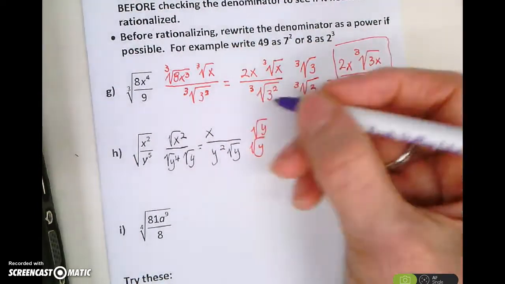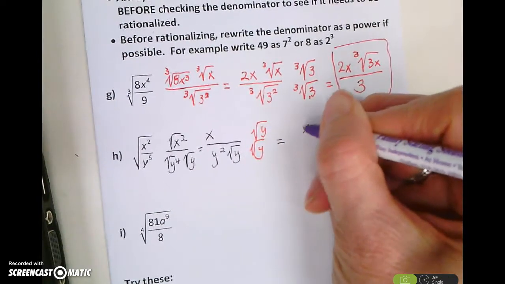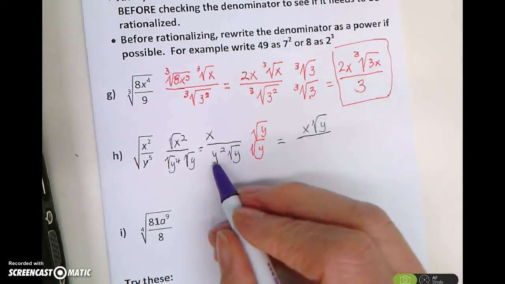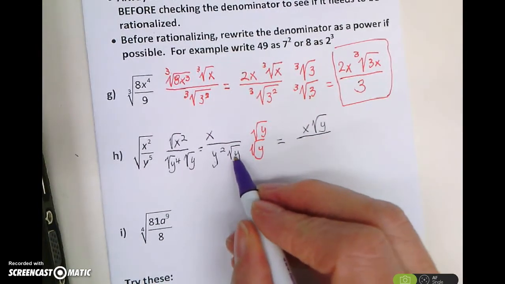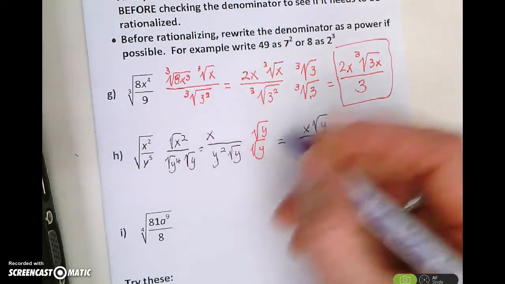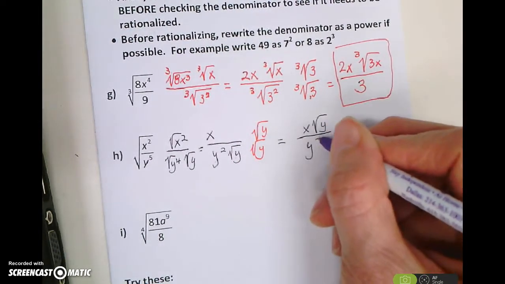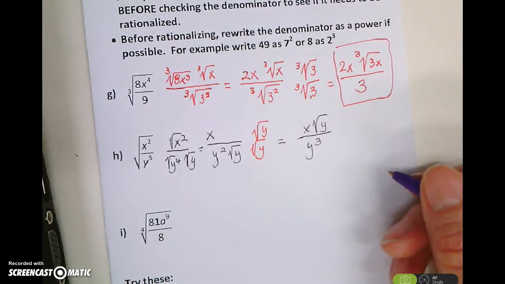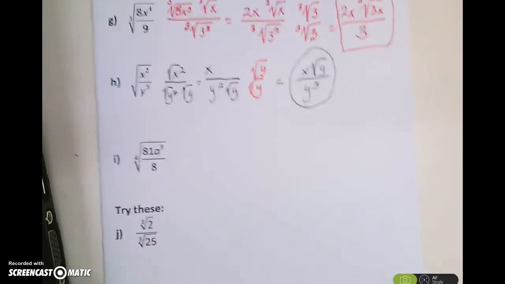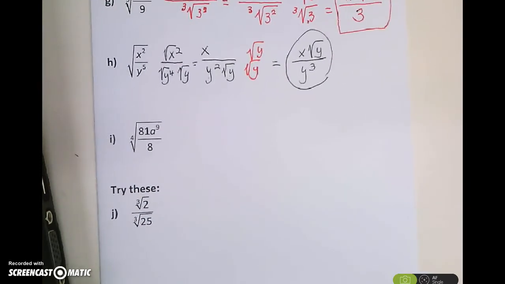Clever 1 there. And this is going to give me then x radical y divided by y squared, and then square root of y times square root of y is y. So that's going to be y squared times another y, which gives me y to the third power for that answer. All right, so let's do one last example here.